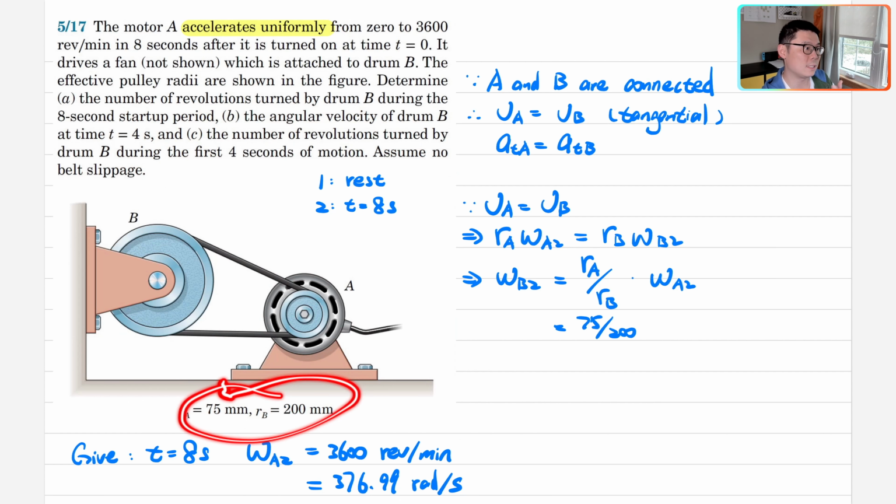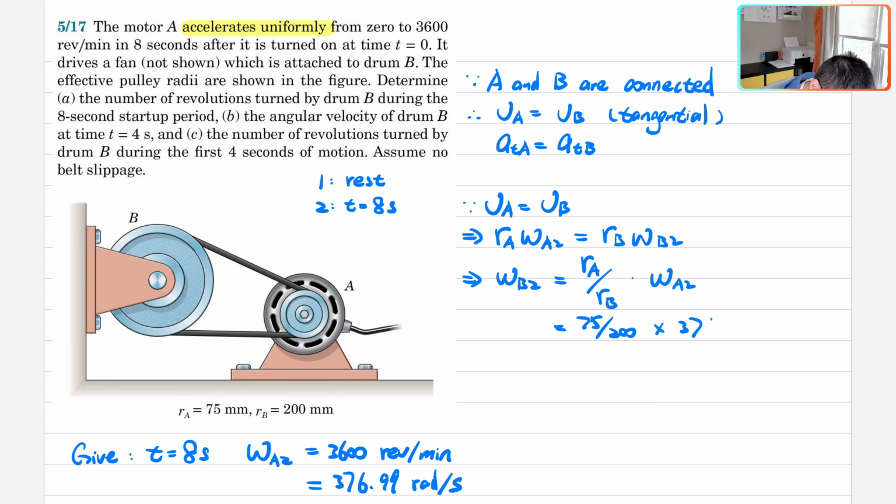You don't really need to do the conversion. You can do the conversion, but because we're doing a ratio RA over RB, the millimeter will cancel out. So it doesn't really matter if you do the conversion or not. But it's always helpful to think about it for a moment: do you really need the conversion since this is not the standard unit? In this case, we don't need it. 1.37 radians per second. This is the angular velocity of B when t equals 8 seconds.